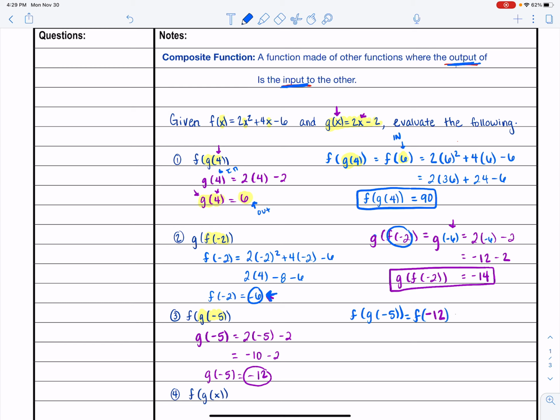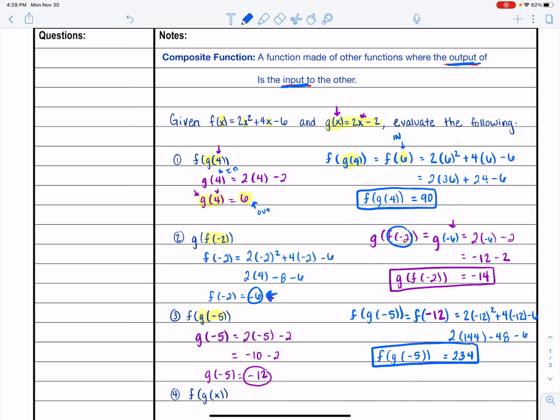Okay? f of negative 12, we replace all the x's with negative 12. So I have 2 times negative 12 squared plus 4 times negative 12 minus 6. Negative 12 squared is positive 144. So 2 times 144. 4 times negative 12 is negative 48. So minus 48 minus 6. 2 times 144 minus 48 minus 6 is going to give you 234. So when you simplify all that, f of g of negative 5 is equal to 234.